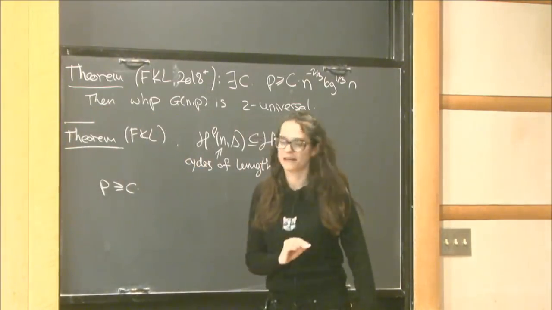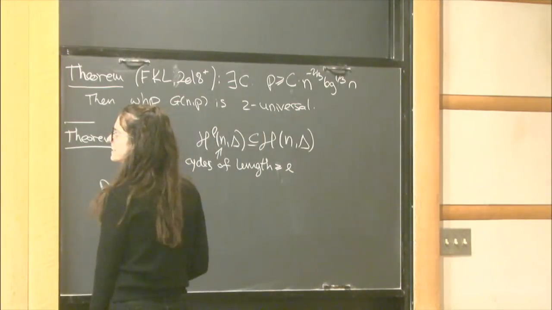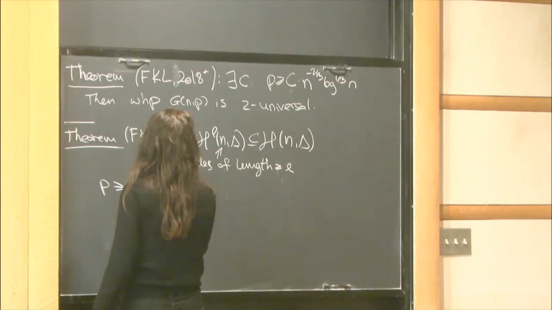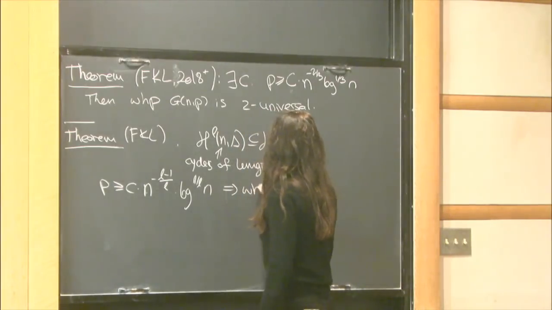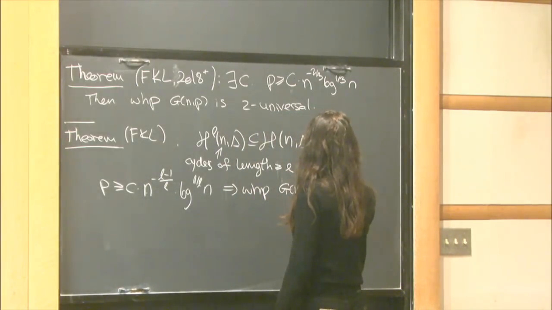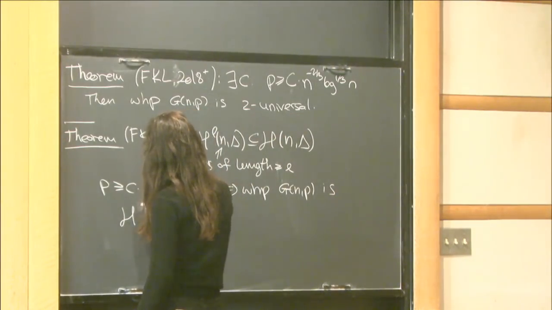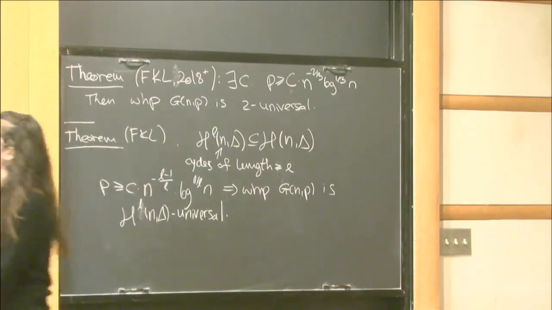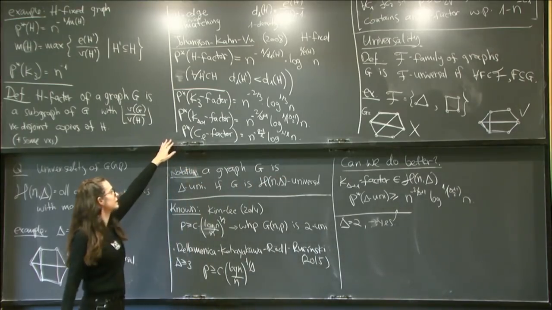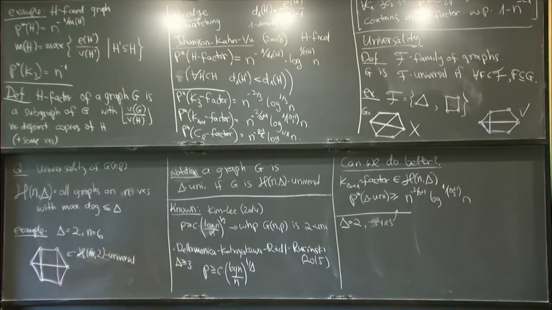So can someone guess what the bound will be? It's on the board. The cycle factor, correct. N to the minus L minus 1 over L times log 1 over L n. Then with high probability, G n,p is H, L, and delta universal. And this is, as I mentioned before, exactly the same threshold for having a C_L factor. So in some sense, the C_L factor is the reason for having this threshold.